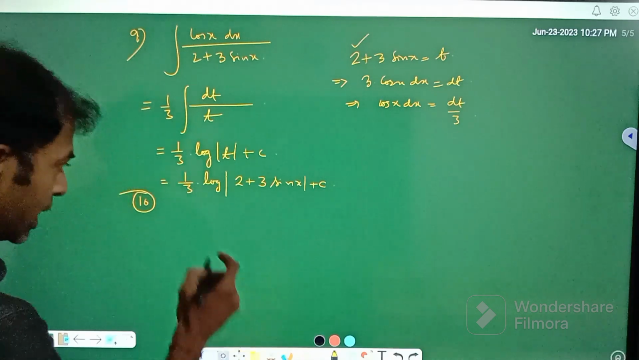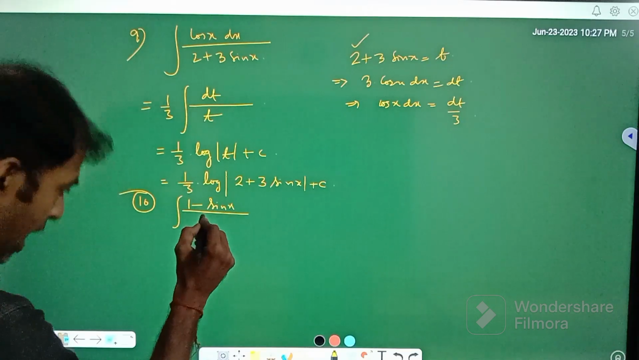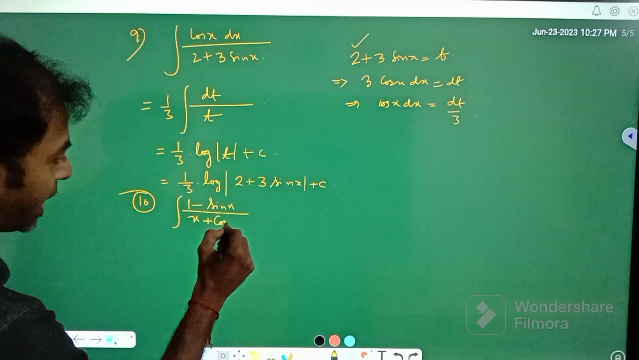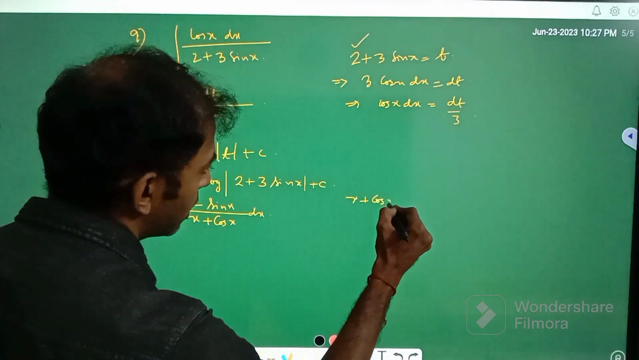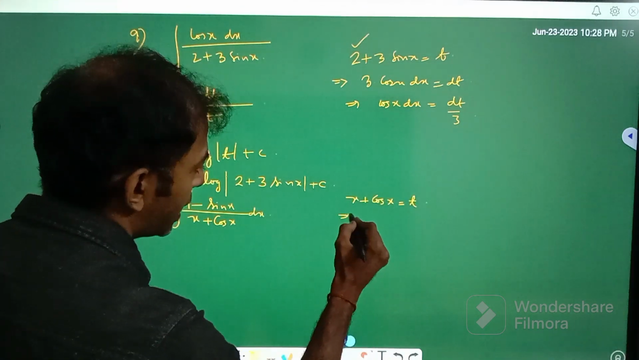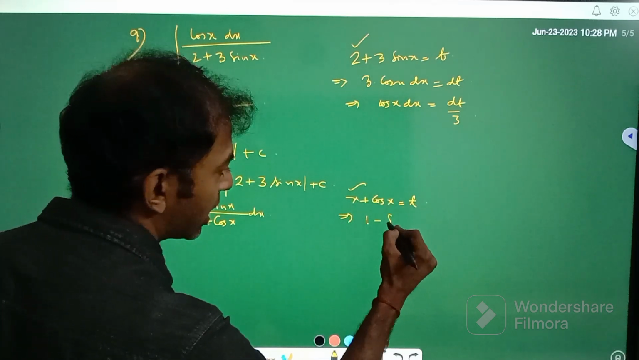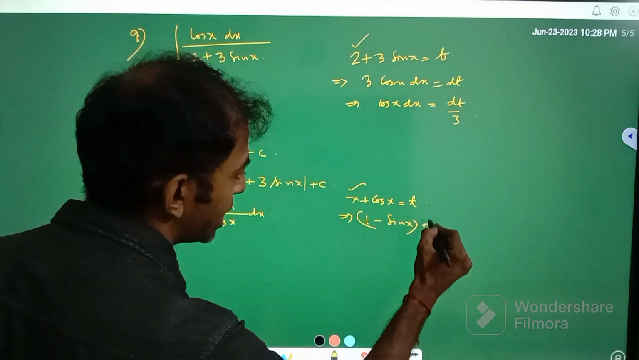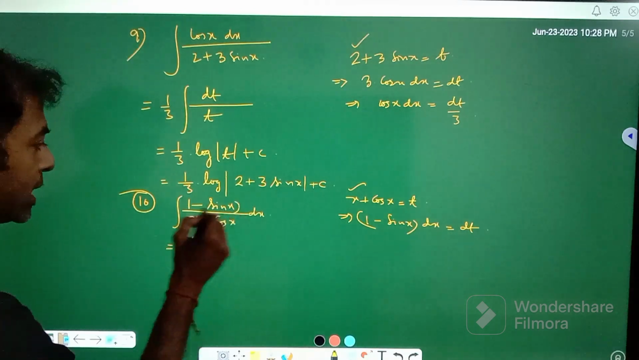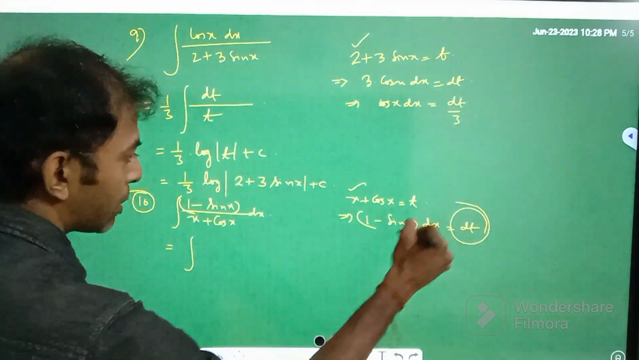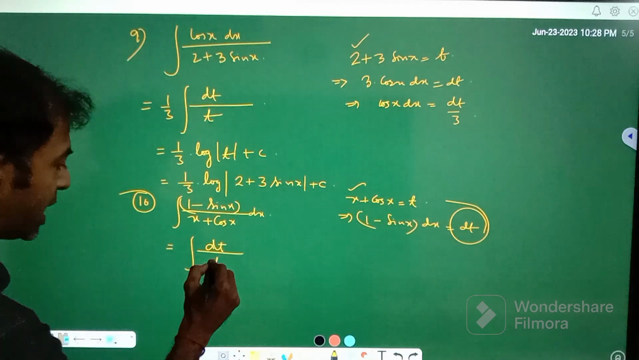Number 10 is integration of (1 minus sin x) divided by (x plus cos x) dx. Very easy problem. Just write x plus cos x as t and differentiate it. Differentiation of x will be 1, and differentiation of cos x will be minus sin x. So (1 minus sin x) dx is equal to dt. So (1 minus sin x) dx will be substituted by dt, and x plus cos x will be substituted by t.